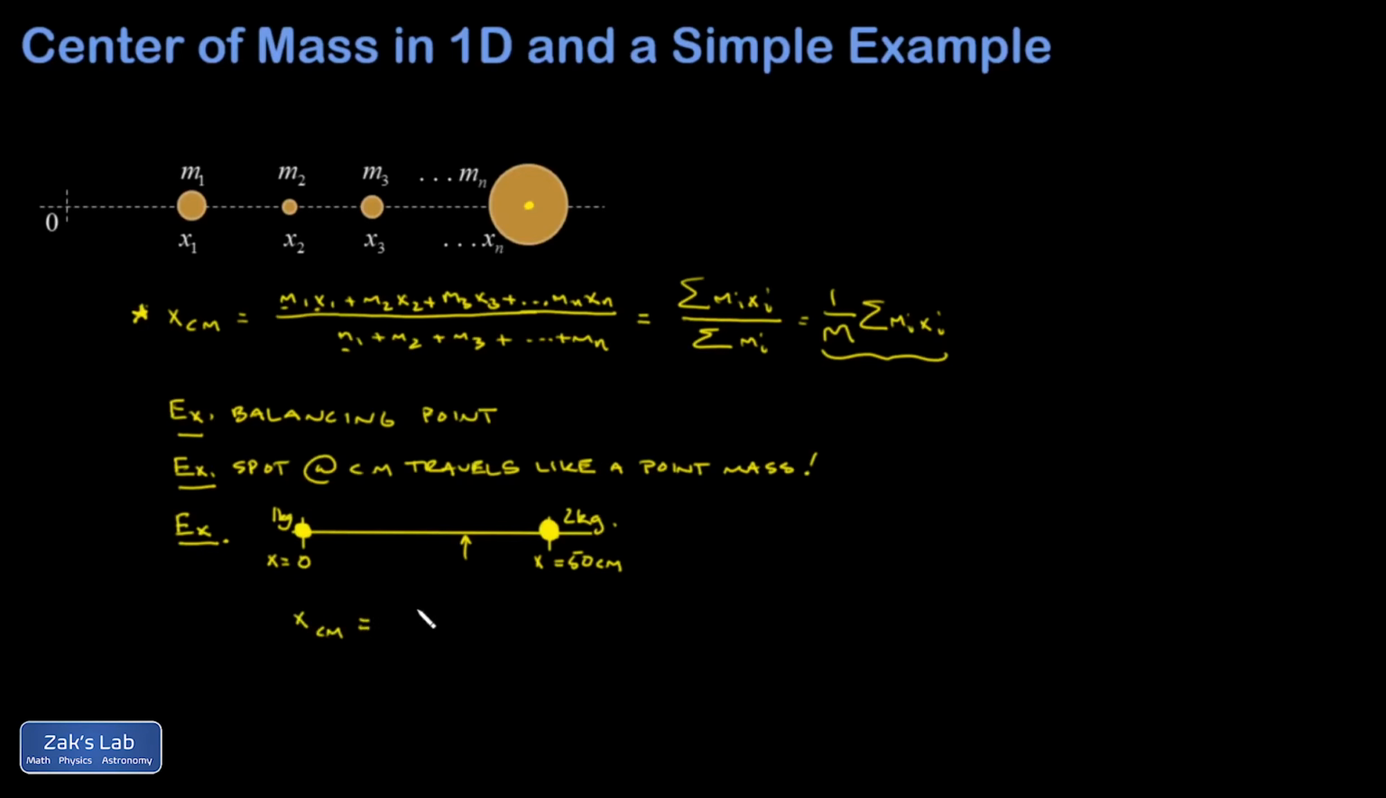X center of mass should be 1 over all the mass put together, which is 3 kilograms, times the sum of each x coordinate multiplied by the mass that's at that coordinate. So I have 1 kilogram at x equals 0. It's perfectly fine to work in non-standard units here. I'll just get centimeters for my answer. And I have 2 kilograms at 50 centimeters.